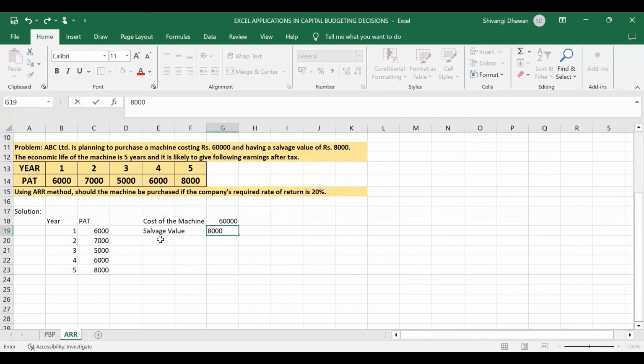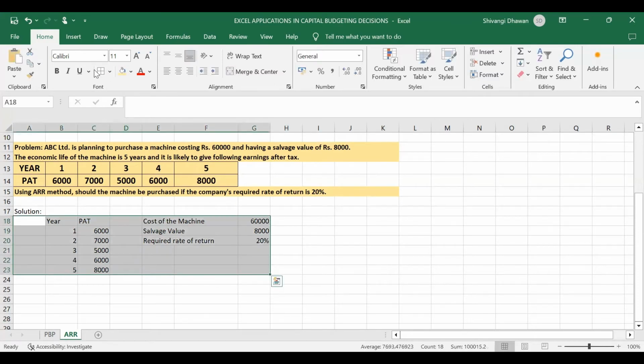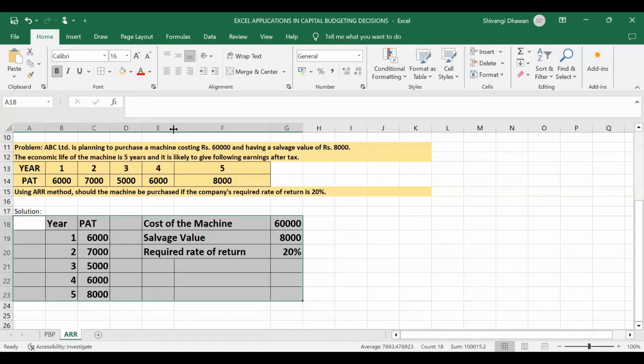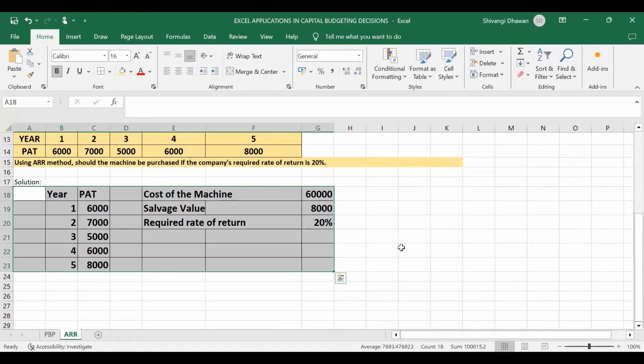Okay, and we are also given the required rate of return, that is 20%, or we can write 0.2. So it is given to us, right? So this is the critical data we have been given in the question. This will help us in understanding the concept better. Now, what we require here is the average annual profits and average investment in order to calculate the ARR.